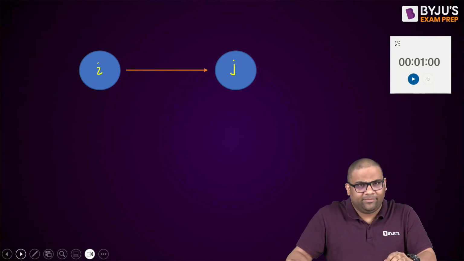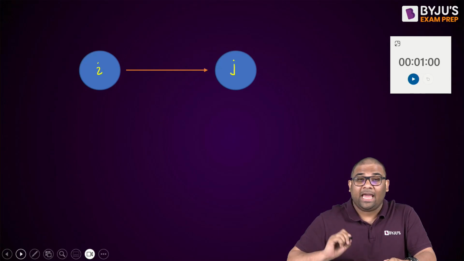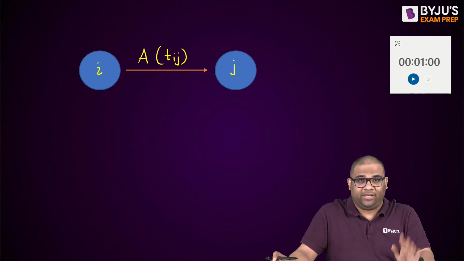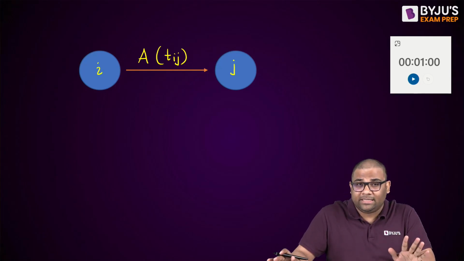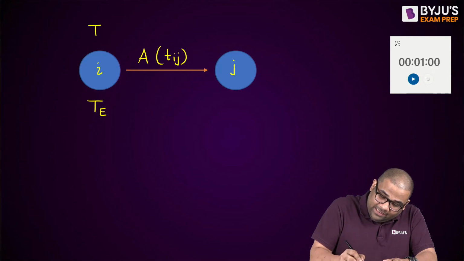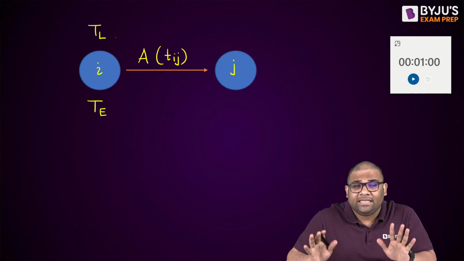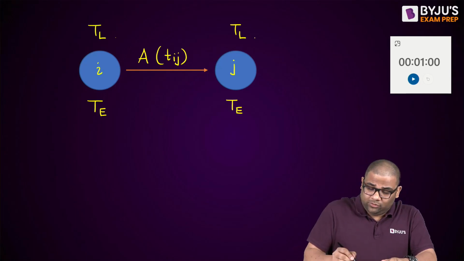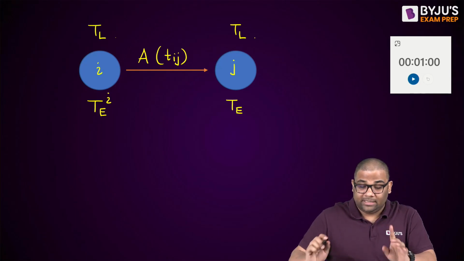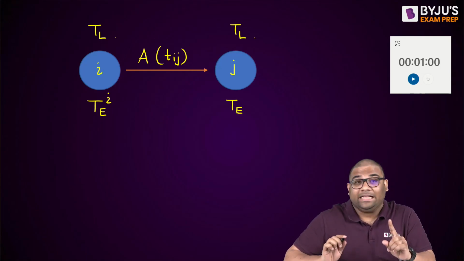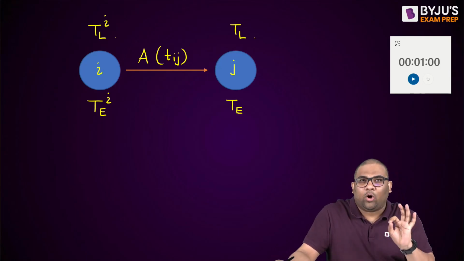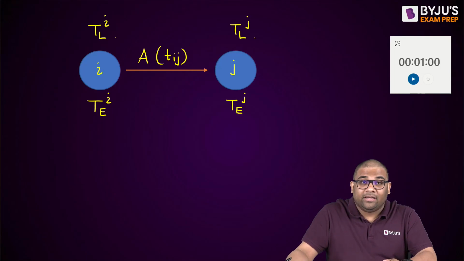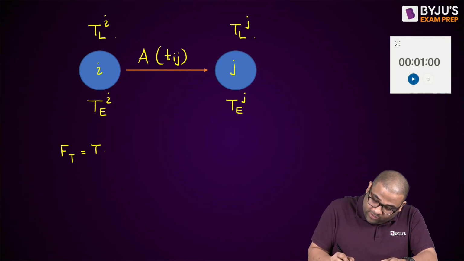Suppose this is an activity. I and J are known as the events, and the arrow is the activity. Suppose this is activity A, and it has a duration of Tij. Every node is associated with one TE and one TL, the earliest event occurrence time and the latest event occurrence time, which will be given to you in the question. TEI means the earliest event occurrence time of the ith node, and TLI means the latest occurrence time of the ith node. Similarly, TEJ and TLJ. If these are given, how do we find the total float?